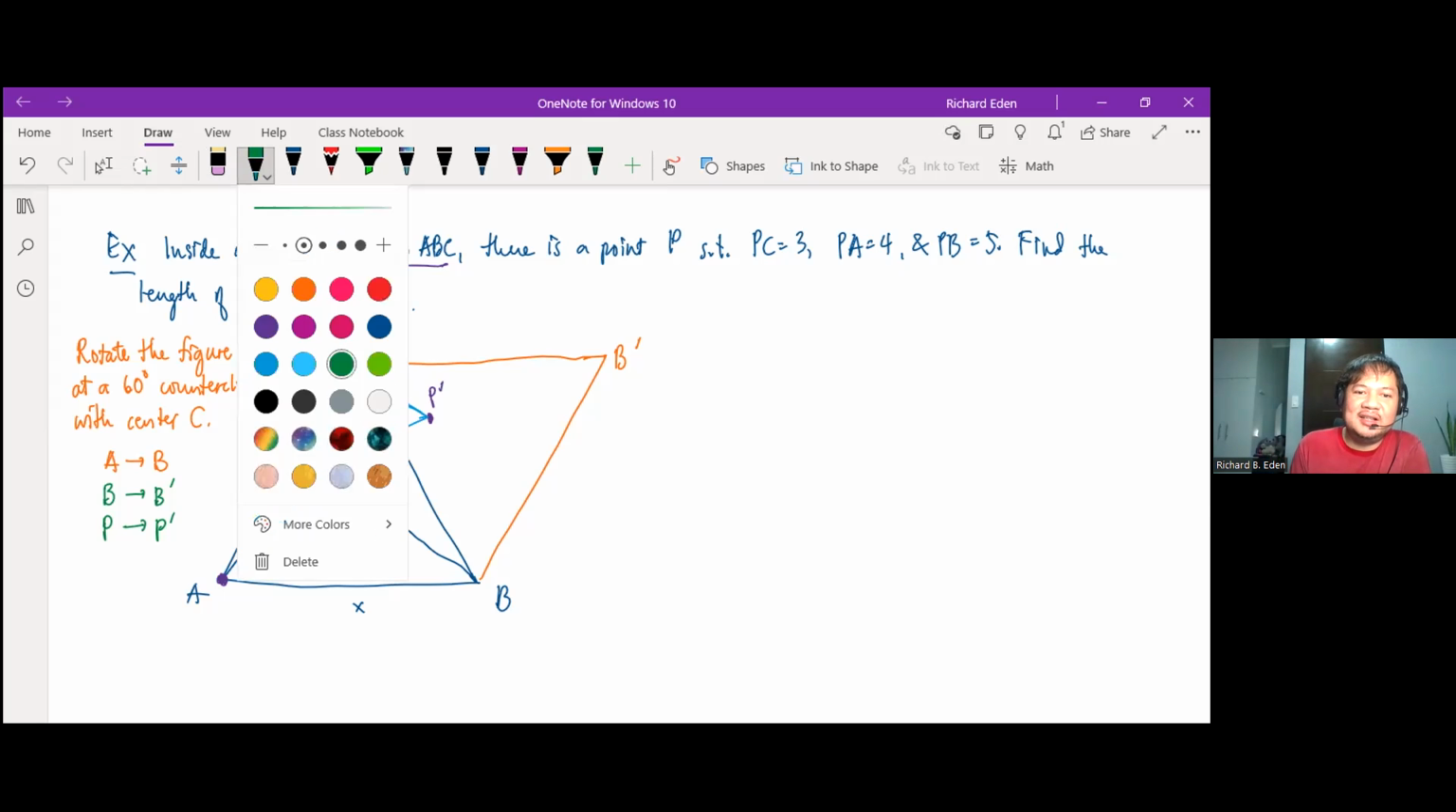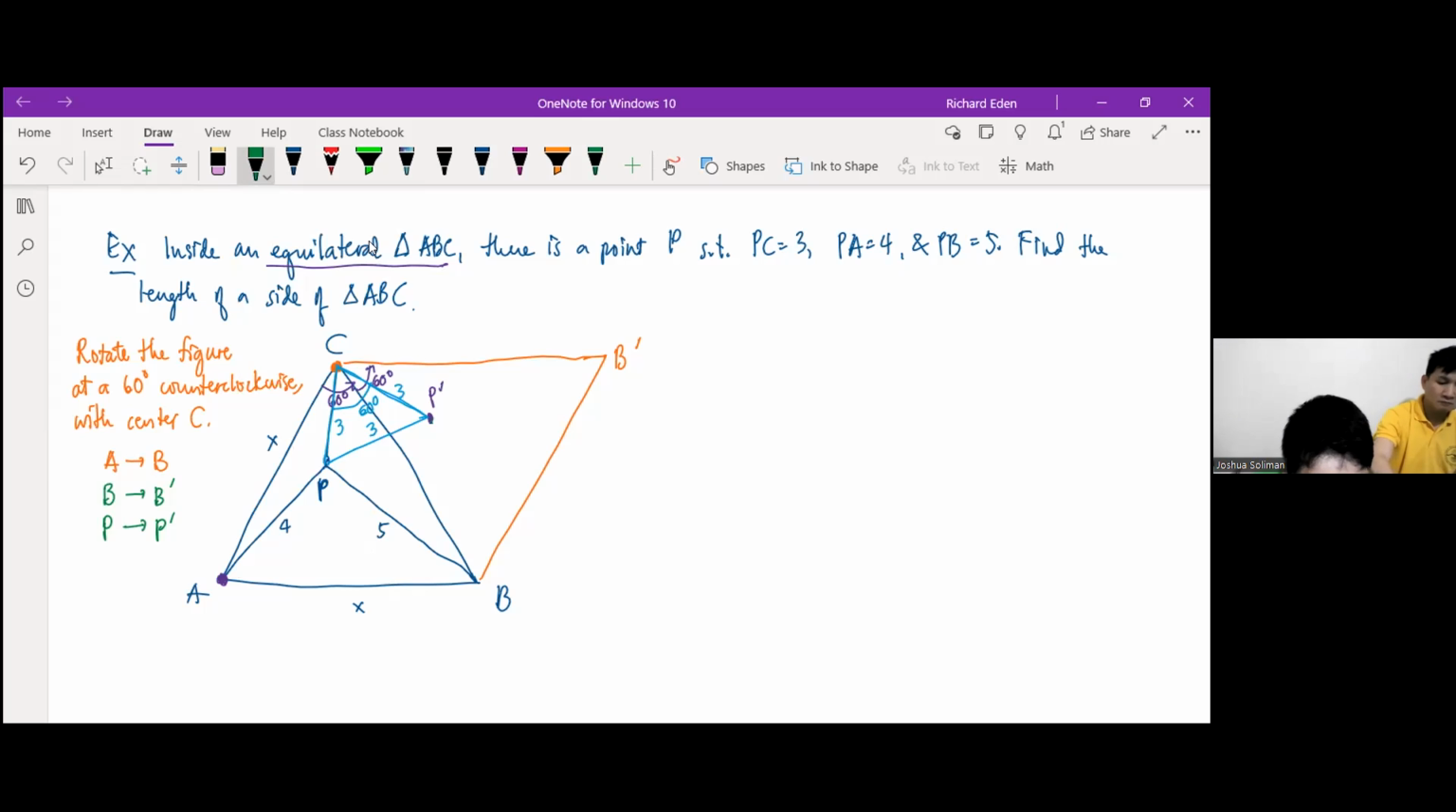Joshua, what is the length of P prime B? P prime B. 4. 4. No. I saw it. It's the right triangle thing. Ayun, okay. Kasi PA and P prime B should have the same length, because P is sent to P prime, A is sent to B, so therefore PA is the same as P prime B. Okay, so that means P prime B is also 4.